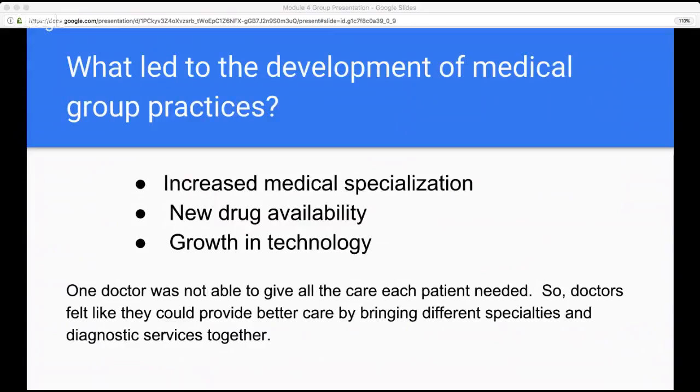What led to the development of group practices? First, there was increased medical specialization. Second, new drugs became available. And third, growth in technology. Because of these reasons, one doctor was no longer able to give all the care the patient needed. The doctors felt like they could provide better care by bringing different specialties together and diagnostic services into one place.